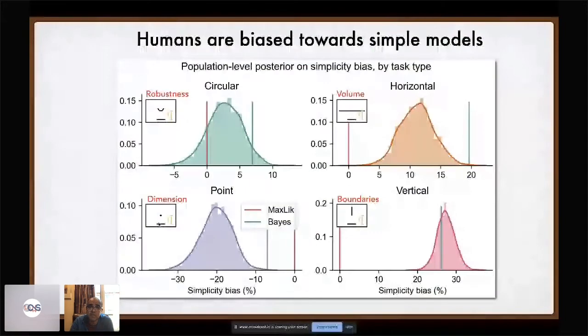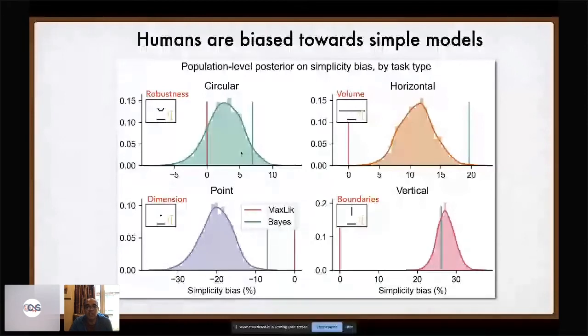towards the lower dimensional model. Here, this experiment was designed to probe the penalty for the volume of the model. Less constrained models are more complex and therefore should be less preferred. And again, the maximum likelihood model has zero simplicity bias. The Bayesian approach would suggest you should optimally have about a 20% simplicity bias. And what people show is a distribution that's around 10 to 15%. And finally, there's this robustness bias that the Bayesian theory suggests you should have, and you do have some, but it's not as much as predicted by the Bayesian analysis.